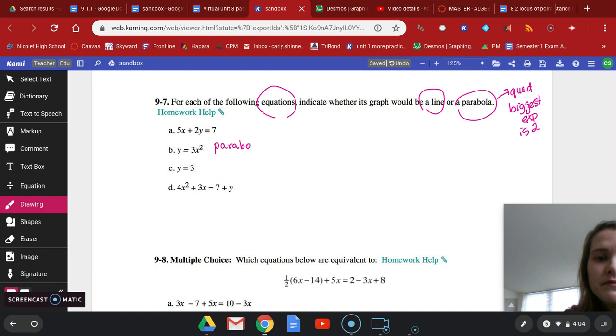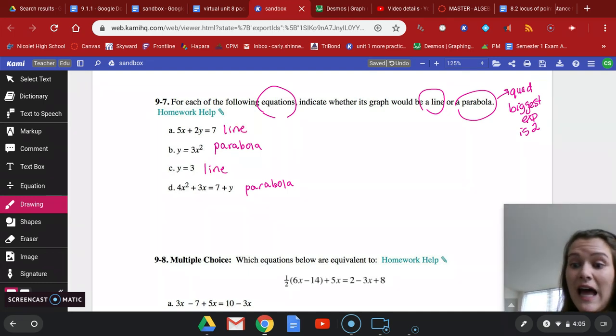Here and here. And then when I have no exponents, when I just have x's and y's, that's a good indication that it's going to be a line. So you could type these all into your calculator or Desmos too and look at the shape, and that will also tell you what shape the graph is. Okay, guys? So always remember you have Desmos.